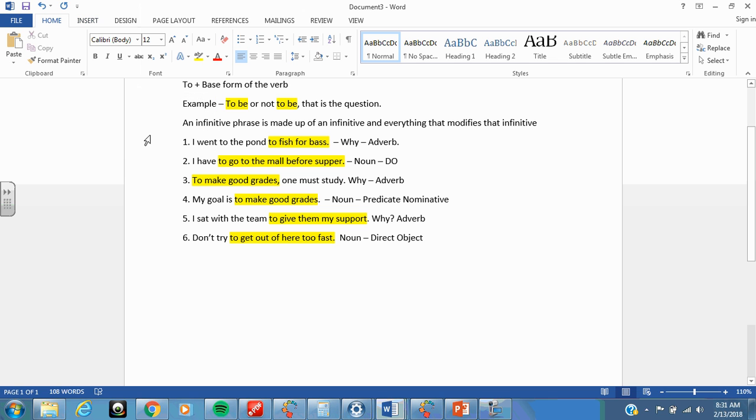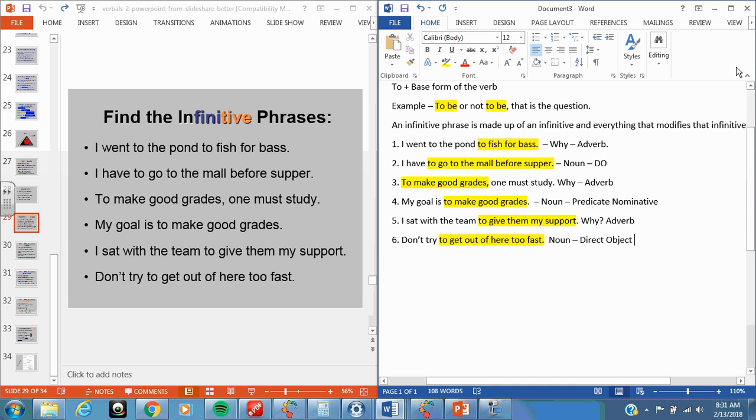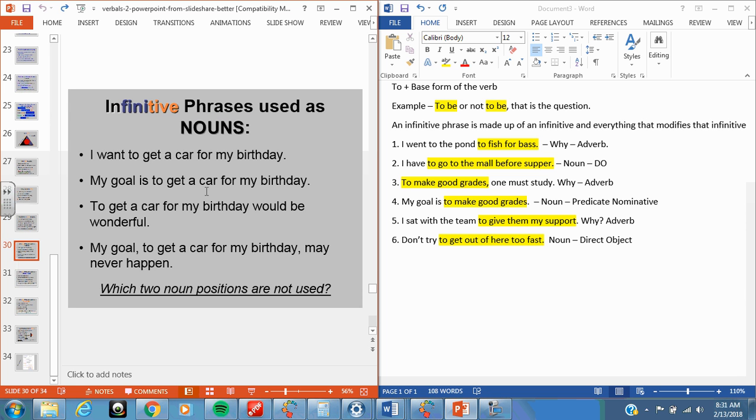So obviously this was a reflective piece, but I hope that you guys got something that kind of looks like this. All right, let's take a look at infinitives as nouns. Take a minute to look at this and see how you do. Number 1, to get a car for my birthday is a direct object. Number 2, to get a car for my birthday is a predicate nominative. Number 3, to get a car for my birthday is a subject. And number 4, to get a car for my birthday is an appositive, which we have not studied yet.